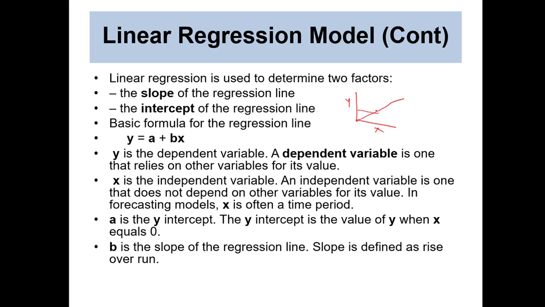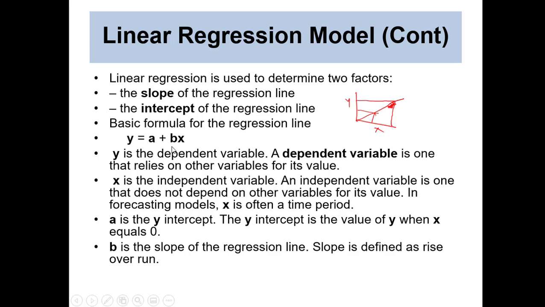Let's suppose this is the value of x and this is the value of y. After some time it will change like this. So basically these are the variations that occurred in x and in y. This is basically the slope of the regression line, and this is the intercept of the regression line.